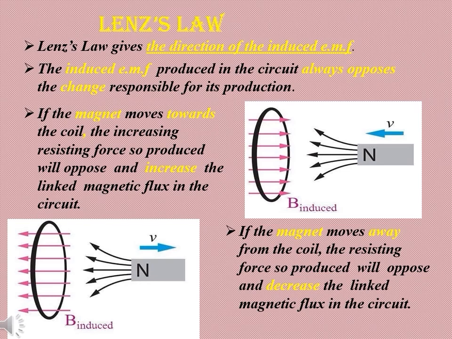Lenz's law gives the direction of the induced EMF produced in the circuit, and that EMF will always oppose the change which is responsible for its production. If you see in this diagram, if the magnet moves towards the coil, there is an increase in the magnetic flux, and that increase will be opposed by the resisting force produced by the induced EMF. Likewise, if the magnet moves away from the coil, the resisting force so produced will oppose and will decrease the magnetic flux linked with the circuit.